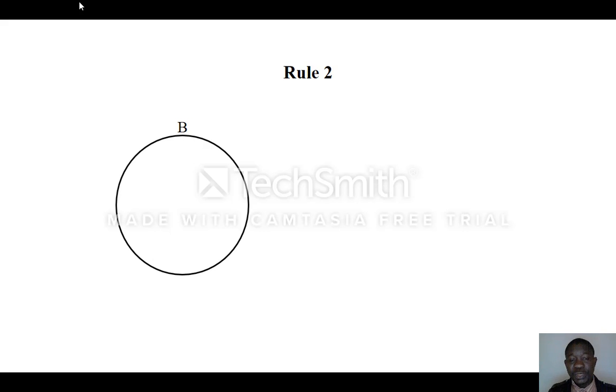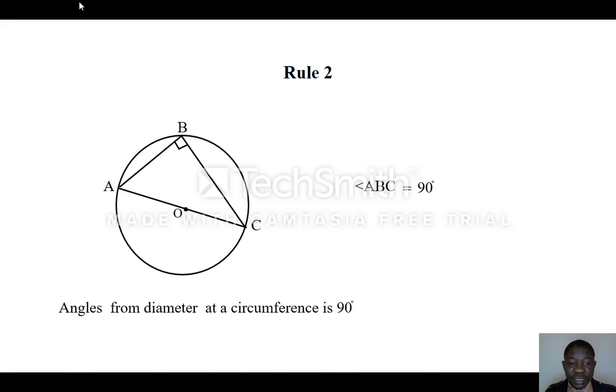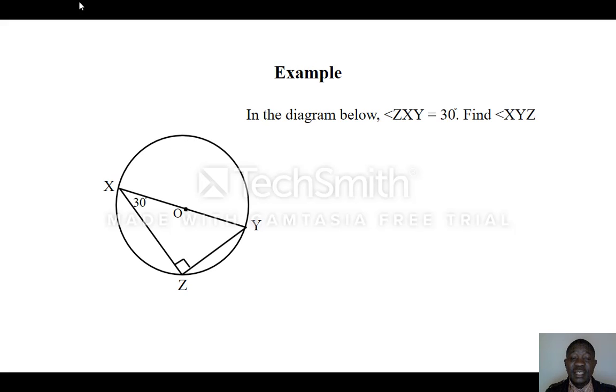Now, let's look at our rule 2. If I have this to be my circle, with this being the center O, and AB being the diameter. Now, if I have a line AB, then I have a line BC. We are saying that the angle formed is 90 degrees. Therefore, we conclude that angle ABC equals 90 degrees, which means that the angle subtended by a diameter at the circumference of a circle is 90 degrees.